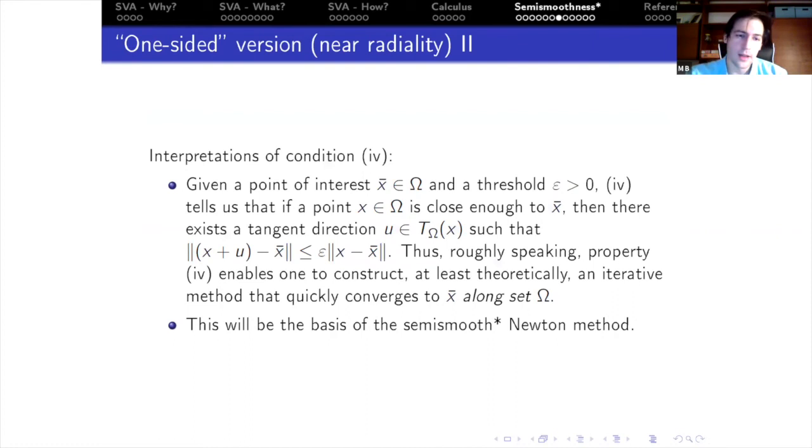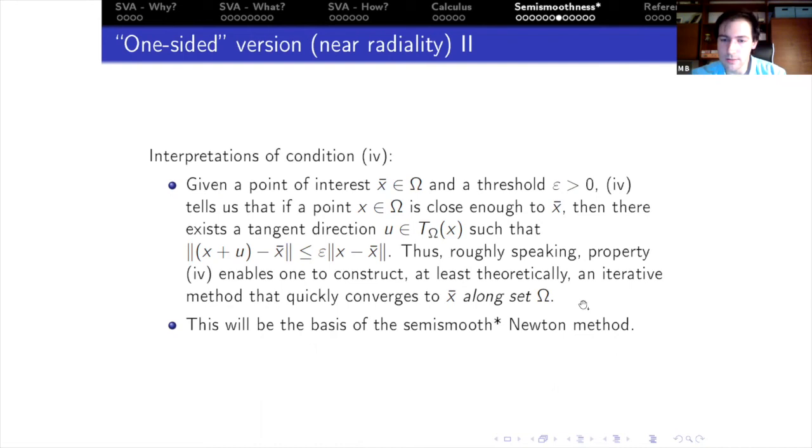If you fix some point and some epsilon, then if you are close enough, you simply know that there is a tangent direction pointing almost to the solution. So there is some tangent direction such that if you add it to your current iterate, you will get significantly better than you were before. If this would be the new iterate, you see that the new iterate is any threshold that you want times smaller than your previous iterate, and this then enables you to construct something that converges quickly and along the set, because it's a tangent direction.